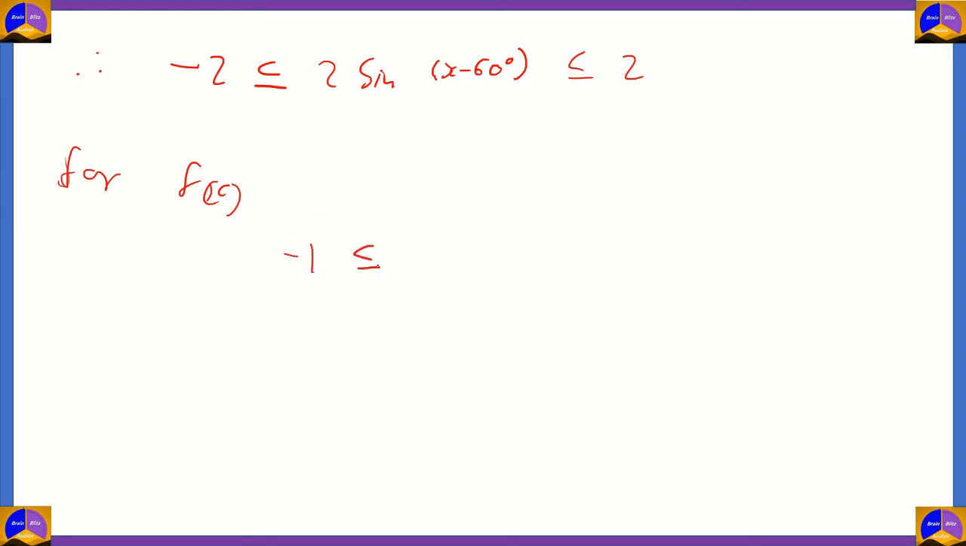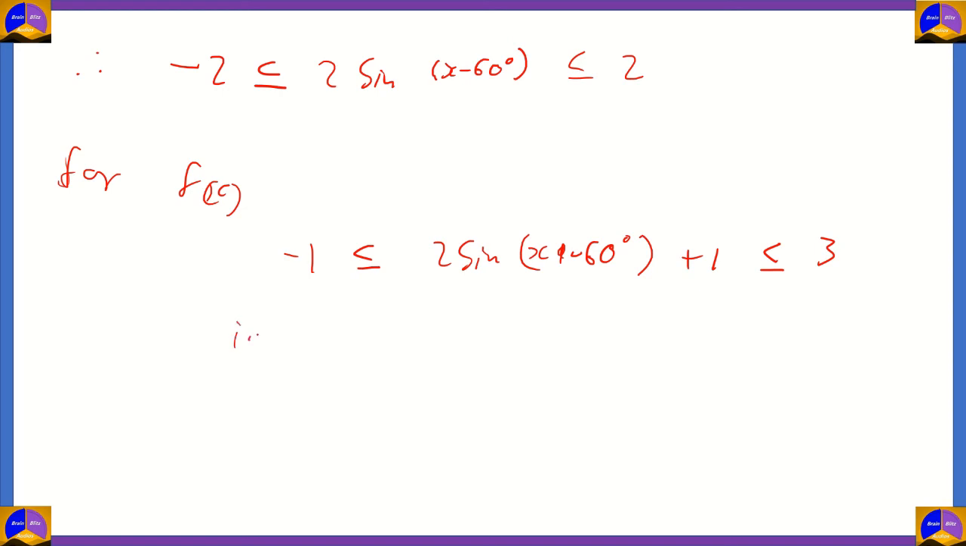Now therefore, you can write down minus 2 is less than or equal to 2 sine of x minus 60 degrees less than or equal to 2. So that means for f of x, you will have plus 1 added to all of the 3 sides. So therefore, it will be minus 1 less than or equal to 2 sine of x minus 60 degrees plus 1 less than or equal to 3.